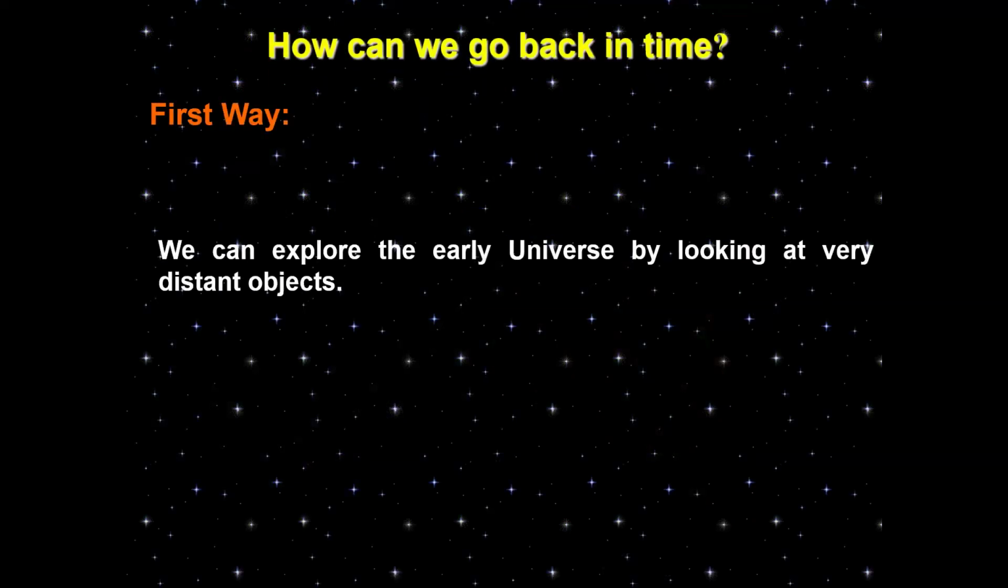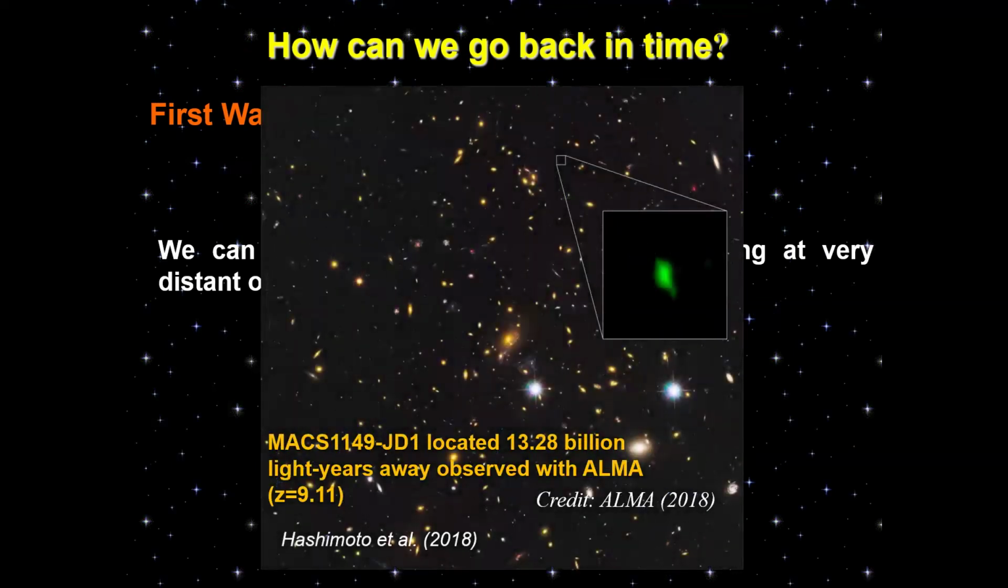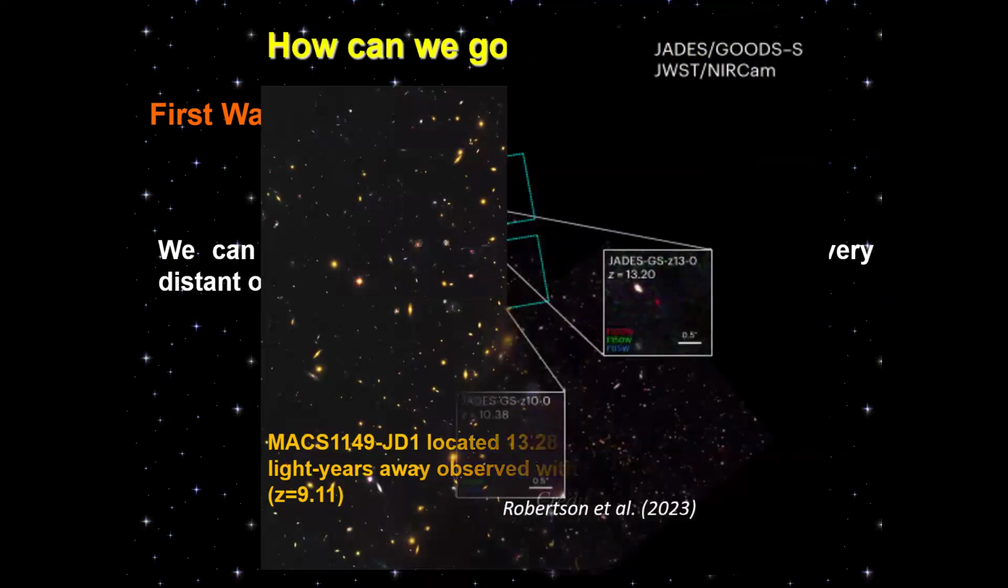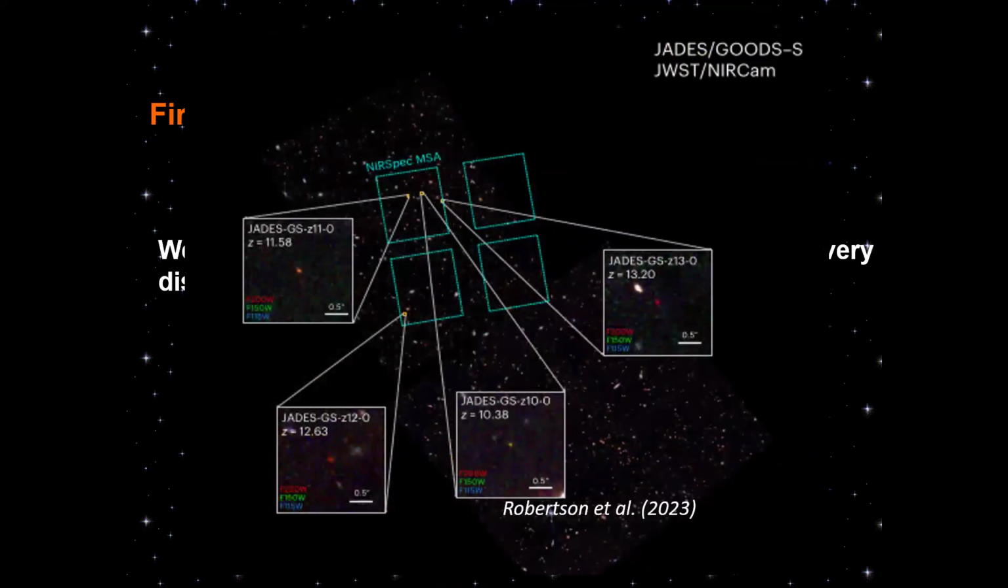First way, we can explore the early universe by looking at very distant, high redshift objects, like, for example, this tiny galaxy observed with ALMA at a redshift greater than 9, or these beautiful objects recently observed with the JWST with a redshift that goes from 10 to greater than 13. These are amazing objects, but the problem is that we cannot retrieve a large amount of information, at least with the current technology.